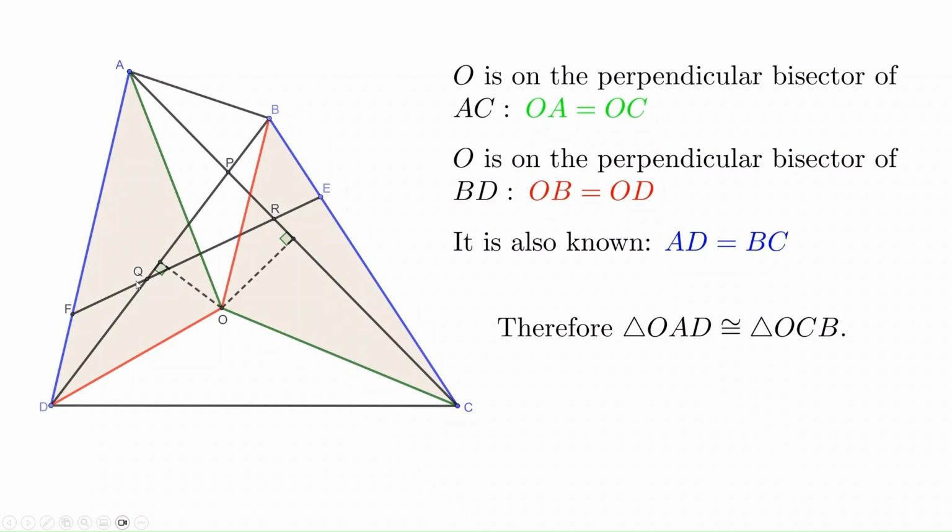Then triangles OAD and OCB are congruent because each triangle contains a blue segment, a red segment, and a green segment. So, the side-side-side theorem applies. As a result, angles ODA and OBC are congruent. I'm going to use it right away.